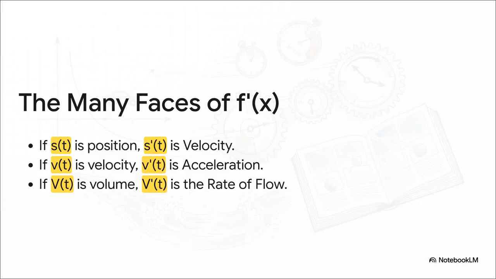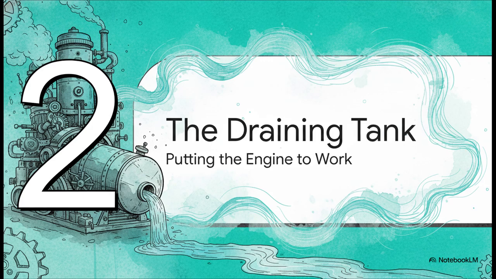Now, what's so cool about this is just how versatile this one idea is. I mean, look at this. In physics, if you've got a function for an object's position, its derivative is its velocity. Simple as that. Take the derivative of that velocity function, and bam, you get its acceleration. In engineering, if a function describes the volume of water in a tank, its derivative tells you the rate of flow. It's one concept with just a ton of different applications. So let's circle back to our draining tank and actually put this engine to work.